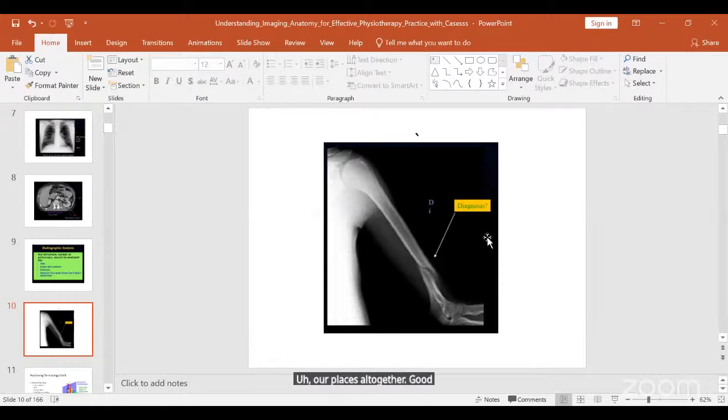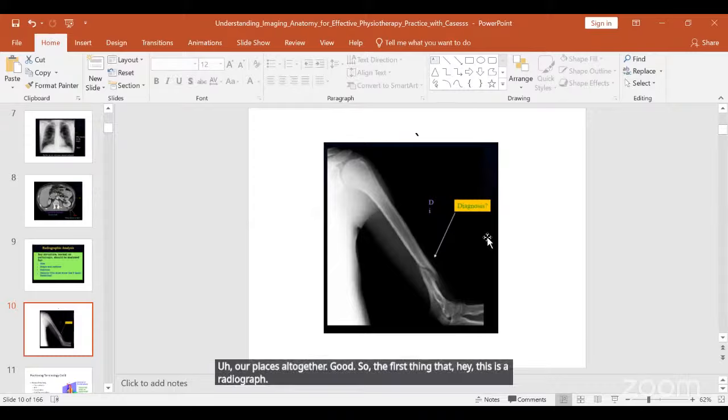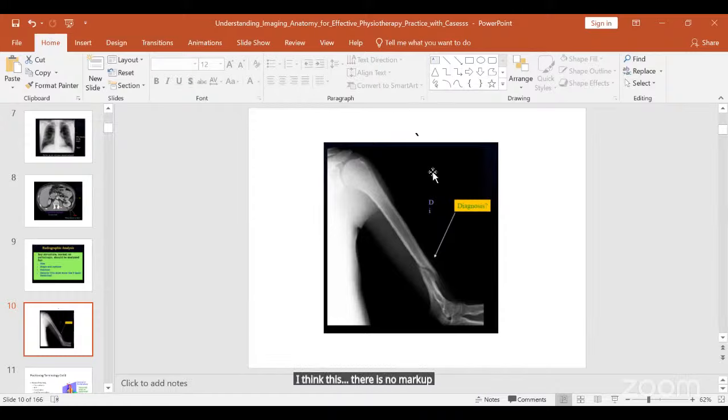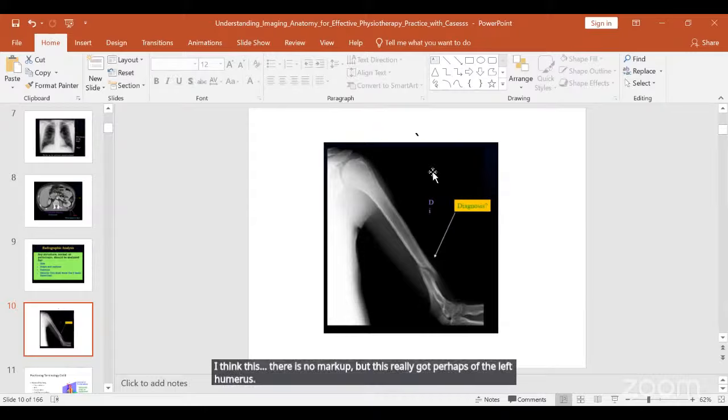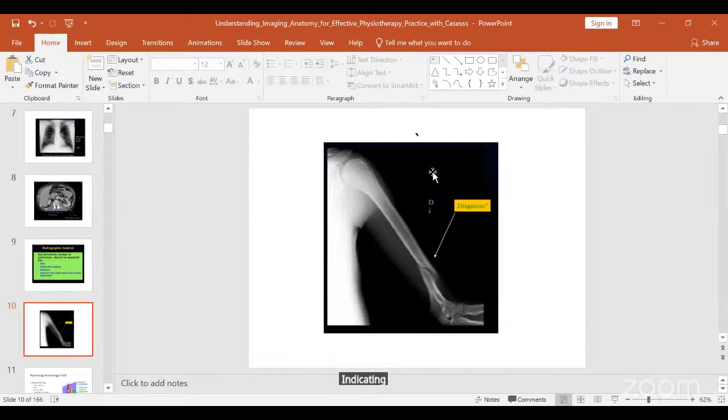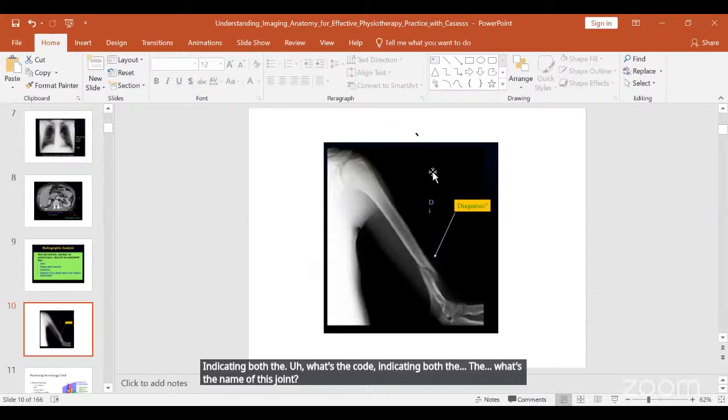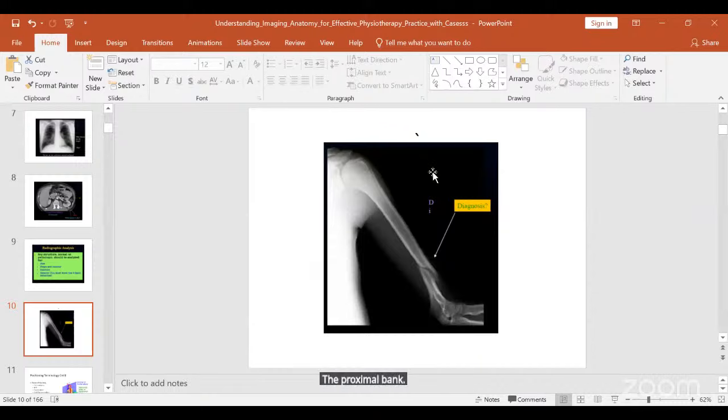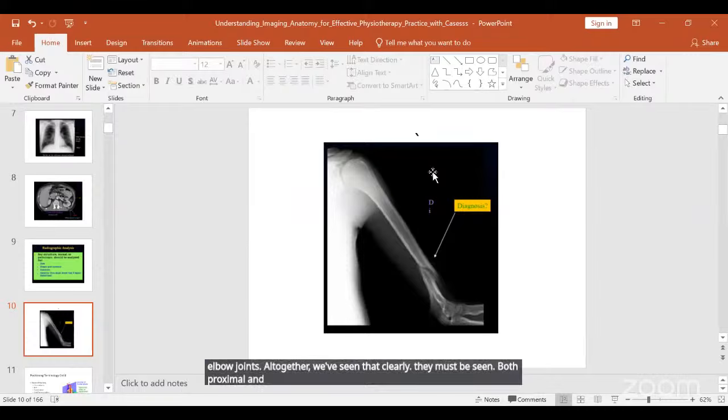Good. So the first thing is that this is a radiograph. I think there is no marker, but this is a radiograph perhaps of the left humerus, indicating both the, what's the name of this joint? The shoulder, the glenohumeral joint, and then the elbow joint. Are we together? We've seen that clearly, sir. Both proximal and distal joints must be seen on a single radiograph.